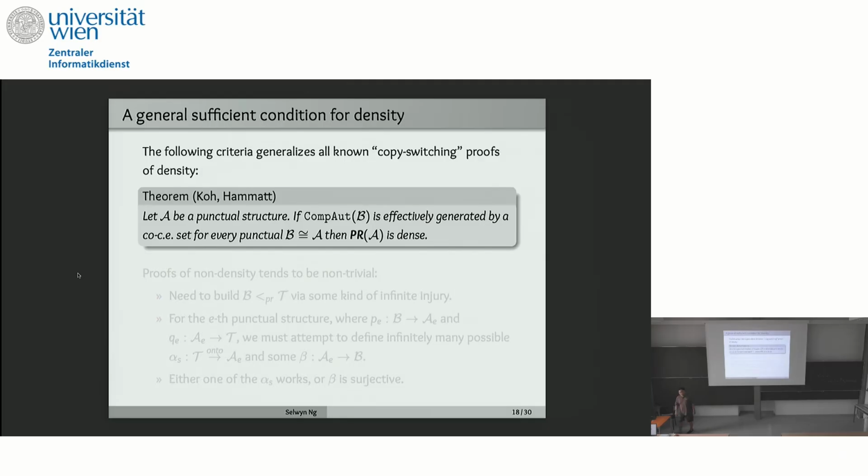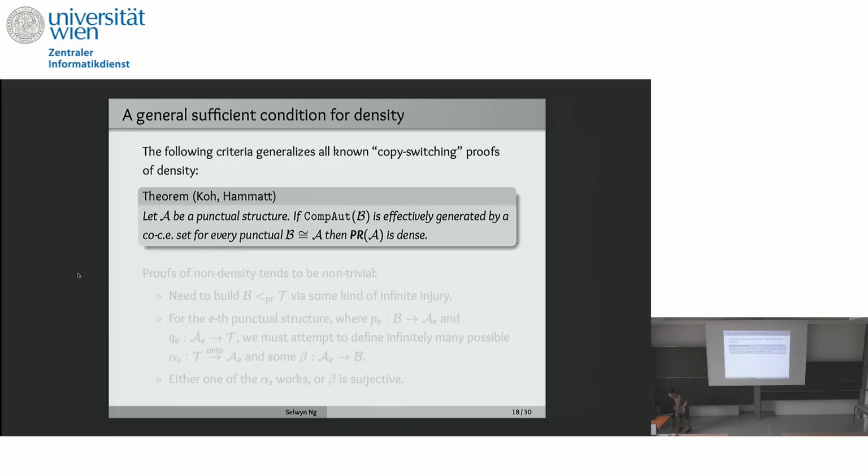Now, it turns out that there is a general criterion for showing when a PR degree structure is dense. If you look at the index set of all computable automorphisms of B, and that index set is effectively generated, meaning there is a co-c.e. set that generates the index set, then the structure is dense. But this is just a sufficient condition, and as far as I know, there is no necessary and sufficient condition.